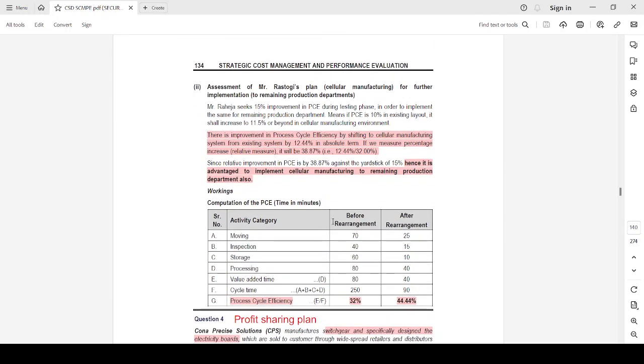Earlier it was 70. All this data we will just put it again. Okay, so what is the value added time? Only the processing time, as we mentioned. Okay, 80 and 40. What is the total time? Total time is 70 plus 40 plus 60 plus 80 here, 25 plus 15 plus 10 plus 40. So it is 250 and 90 here.